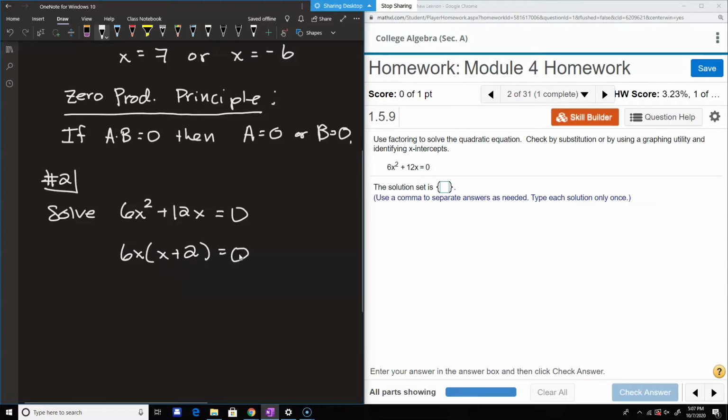So a lot of times I will see students forget about one of the solutions here. We do have two things multiplied together, the 6x and the x plus 2. A lot of times I'll see people just write down x equals negative 2 as the answer, but remember, we have technically 6x equals 0 or x plus 2 equals 0. So 6x equals 0 only if x equals 0. And the other one, you just subtract 2, so the answer would be x equals negative 2.